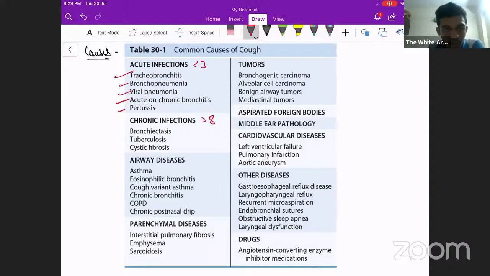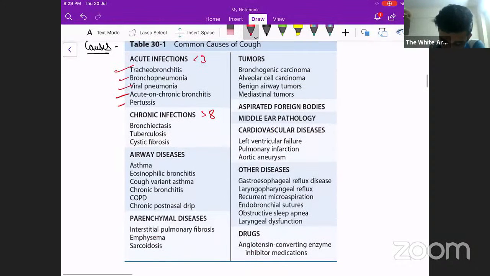Next, there is chronic infection. What can be chronic bronchiectasis and cystic fibrosis, very prominent, followed by tuberculosis. Okay, so this is what you will suspect. Infectious in etiology, acute and chronic. And each of them, like tracheobronchitis or acute and chronic bronchitis, can be secondary to allergy also, or acute exacerbation of COPD, asthma, something like that.